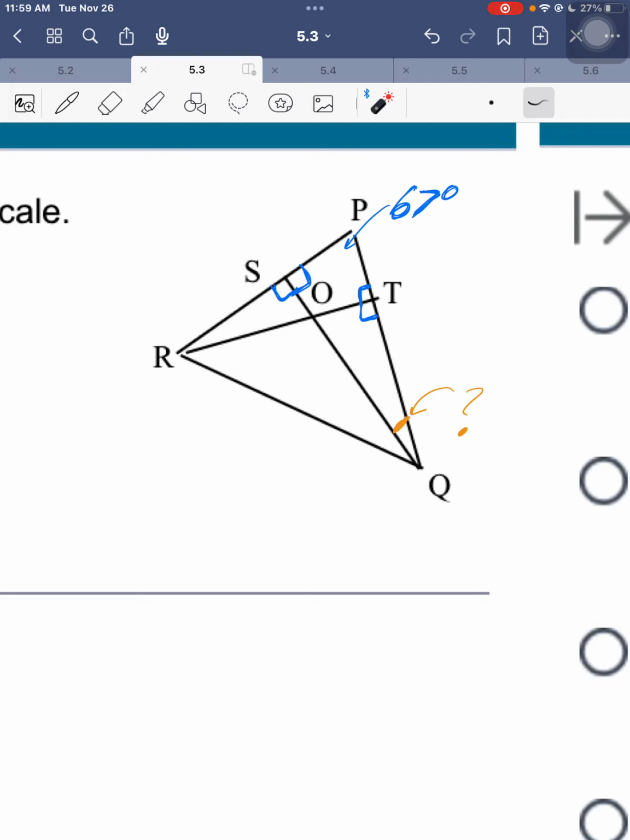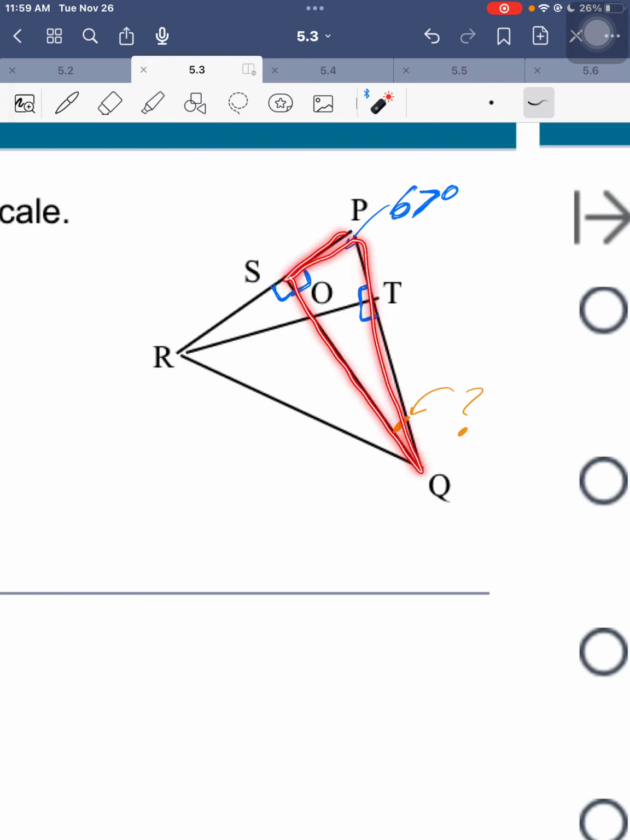So now we have to actually start thinking about what triangles do we see and which one do we have 2 of its 3 angles. And the first one I notice is RTP. Look at this, RTP. I have this 90 and this 67, but I don't have the R. But do I want to find the R? No. So kind of useless there.